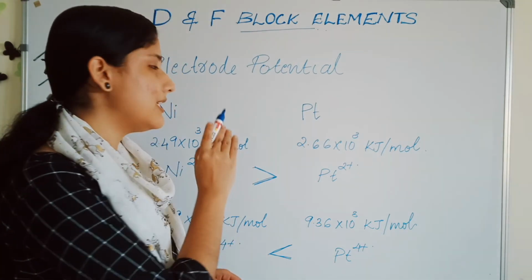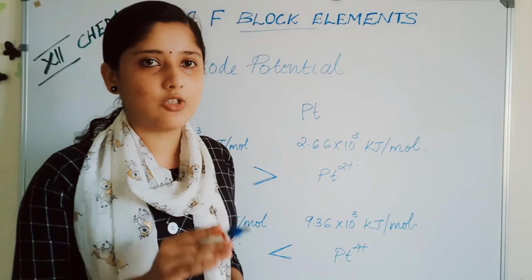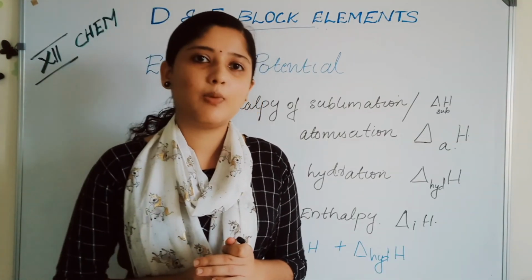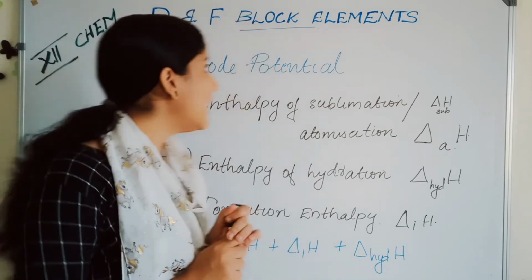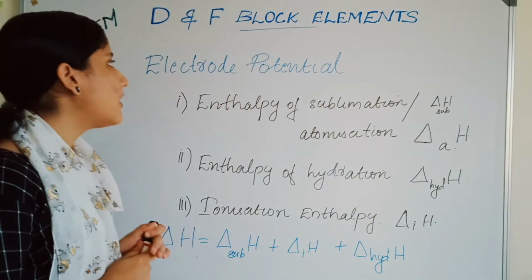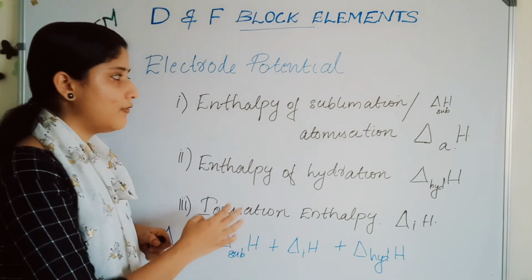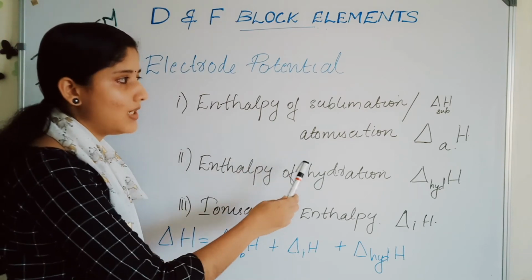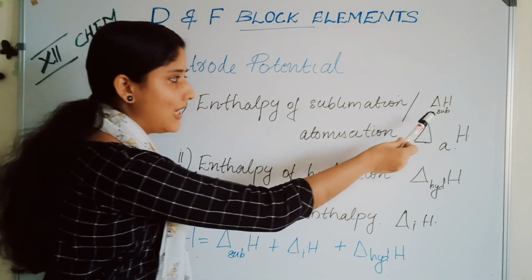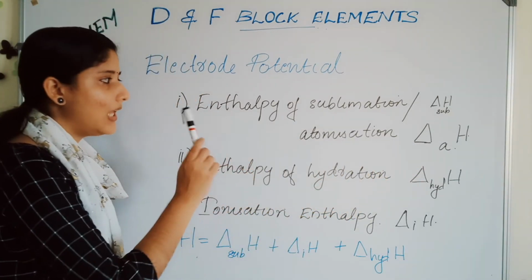As I said, it is the sum total of oxidation potential plus reduction potential. As I have said, the stability of transition metals in aqueous solutions depends upon electrode potential. The electrode potential values mainly depend upon 3 factors. The first factor is enthalpy of sublimation or enthalpy of atomization, which is represented by delta H sublimation or delta H atomization. What is meant by enthalpy of atomization?